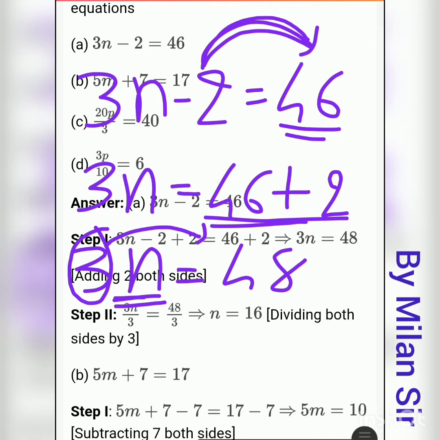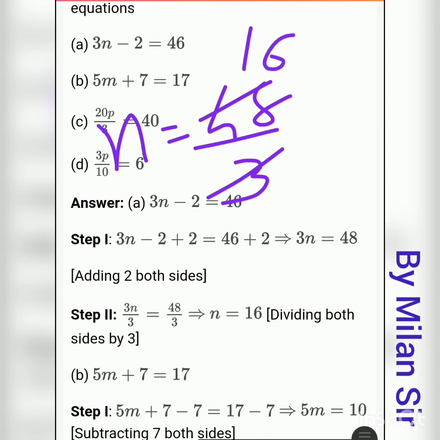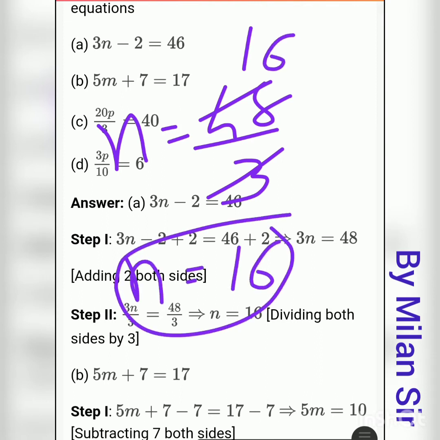So this multiply 3 goes to the denominator. So here 48, and this 3 goes to the denominator, so 48 by 3. So n is equals to 48 by 3. If we divide this, we get the answer 16. So n is equals to 16.